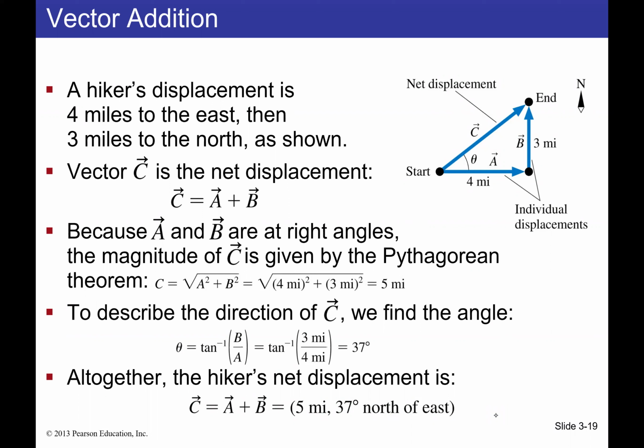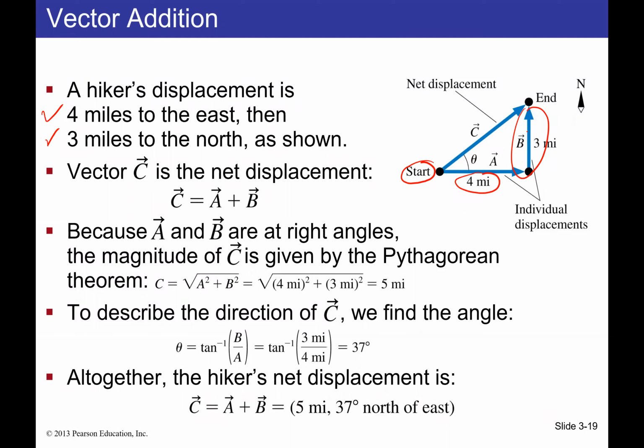So let's say you have a hiker, and the hiker has a displacement such that he moves 4 miles to the right, which is basically east. This is the starting point. So 4 miles east, we represent with vector A. And then 3 miles north. Then this is that vector.